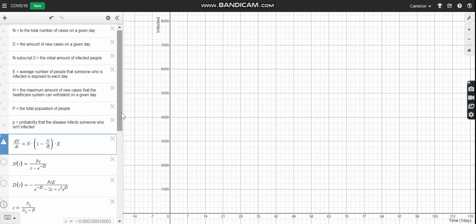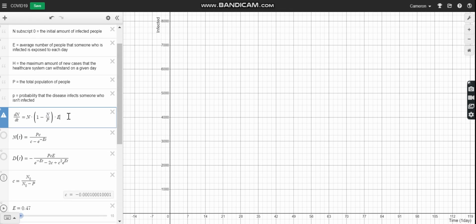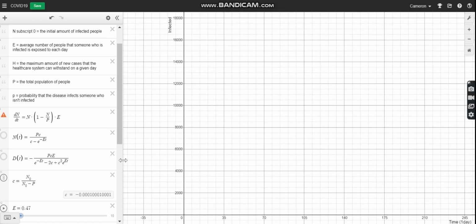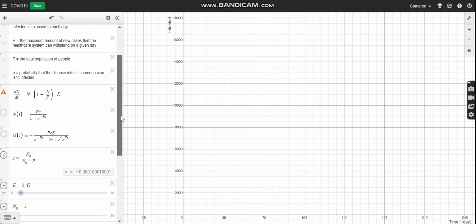Now, from there, you use calculus, you use partial fraction decomposition, and you solve for n, right? That is way too above what we're focused on right now. So I'm just going to tell you that it is equal to this n of t right here, okay?